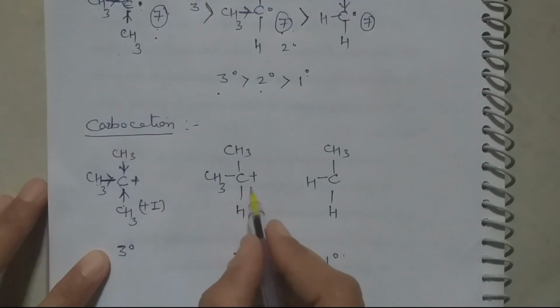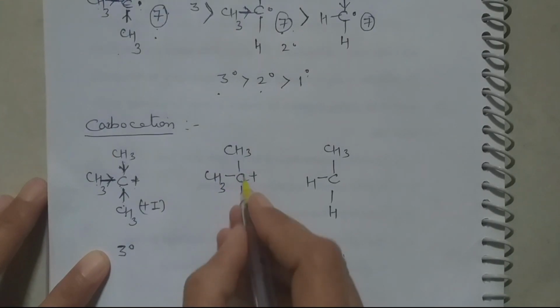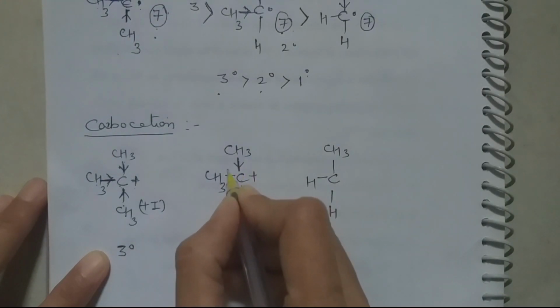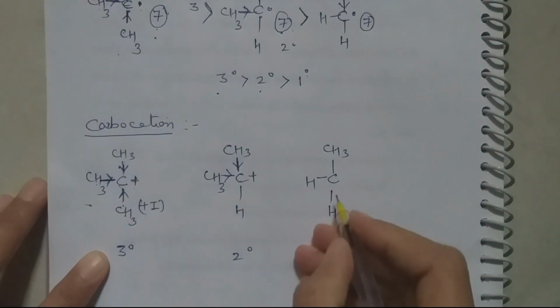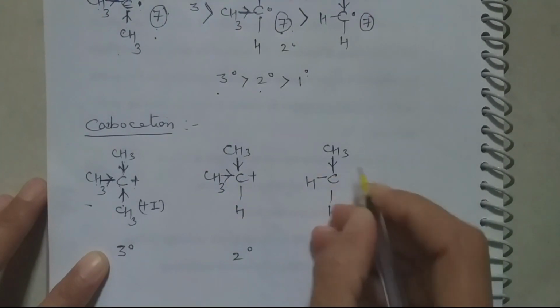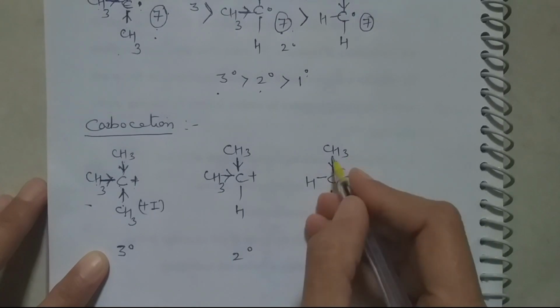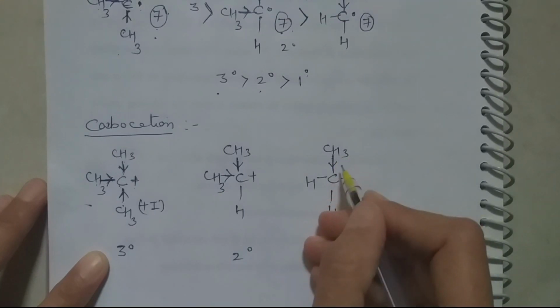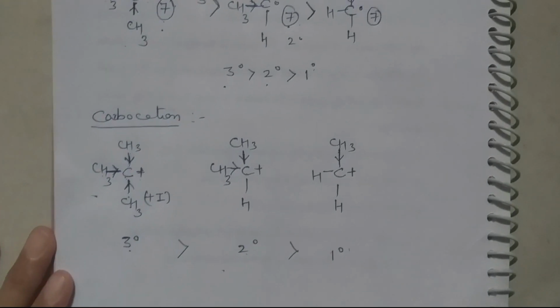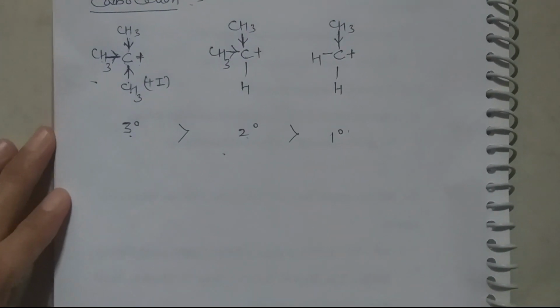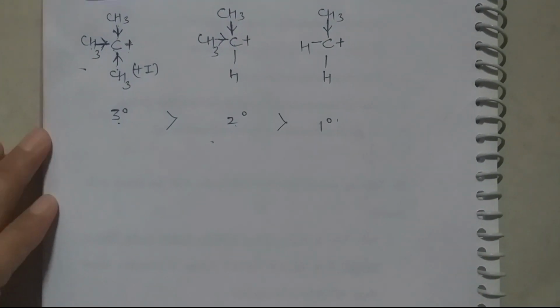The same happens in this case. It is attached with 2 CH3. Electron deficiency is overcome also here, but to a lesser extent as compared to this one. The third one, it has only 1 CH3. The electron deficiency is overcome, but to a lesser extent as compared to 3 degree, 2 degree. So 3 degree is more stable in case of carbocation than 2 degree and then 1 degree. The third one is carbanion. Talking about the stability of carbanion.